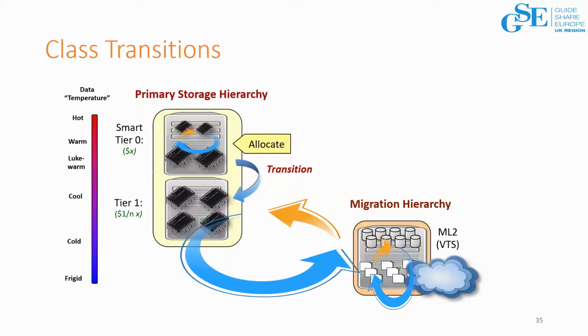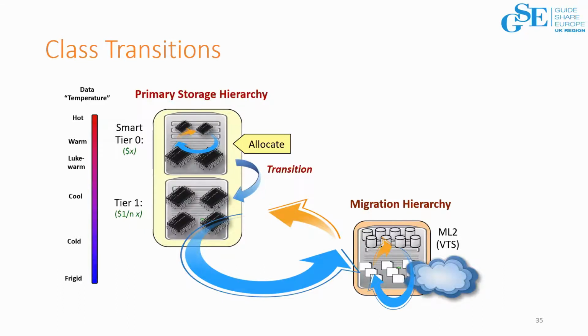So this slide depicts how storage tiering and class transition works. On the left side of the chart, you see the temperature scale. As I mentioned earlier, it's a measure of how often the data is accessed. The hot data is being accessed frequently and frigid is not accessed at all. Here on the slide, we have an example environment with a primary storage hierarchy where an Easy Tier device is the primary tier, tier 0, and data is allocated to that Easy Tier device, and the storage controller for the device just transparently moves data up and down within that smart tier based on the temperature of the data.